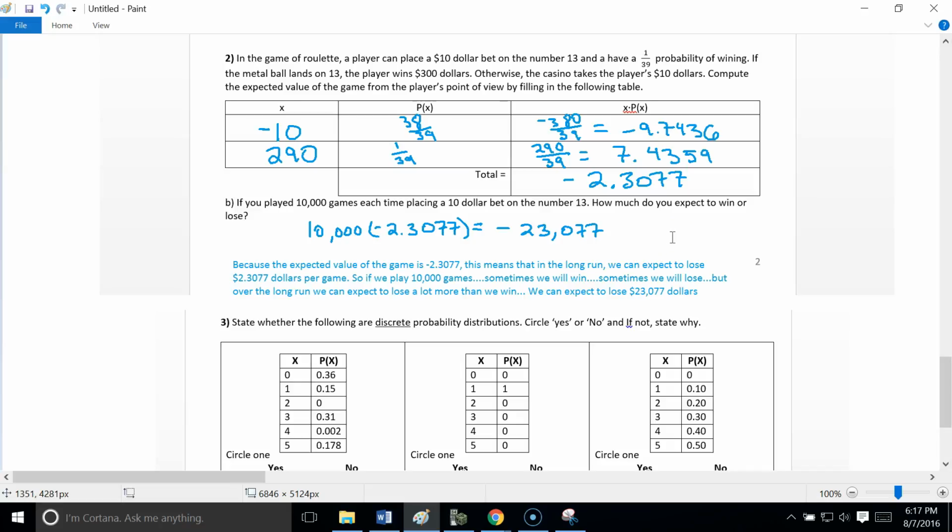Okay, so there's several good answers to this, but here's one possible solution. Because the expected value of the game is negative 2.3077, this means that in the long run, we can expect to lose $2.3077 per game. So if we play 10,000 games, sometimes we win, sometimes we lose, but over the long run, we can expect to lose a lot more than we win. We can expect to lose $23,077.